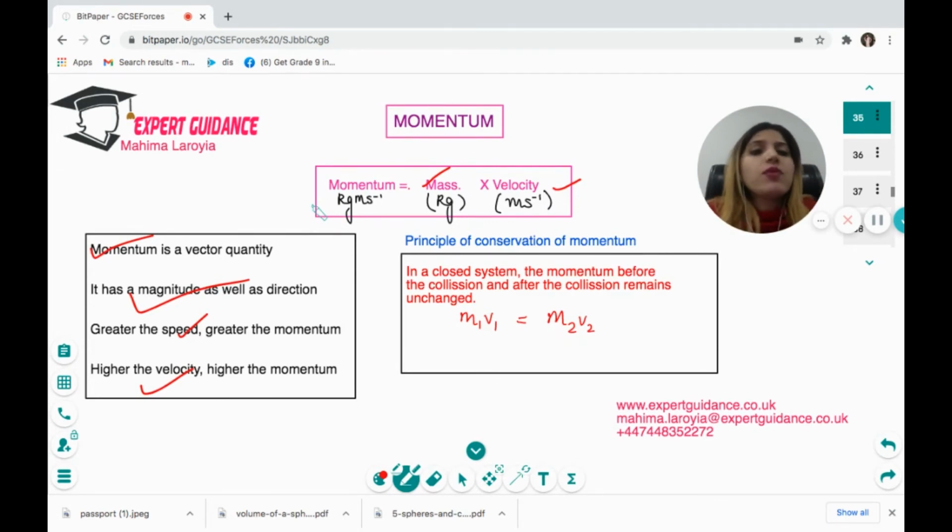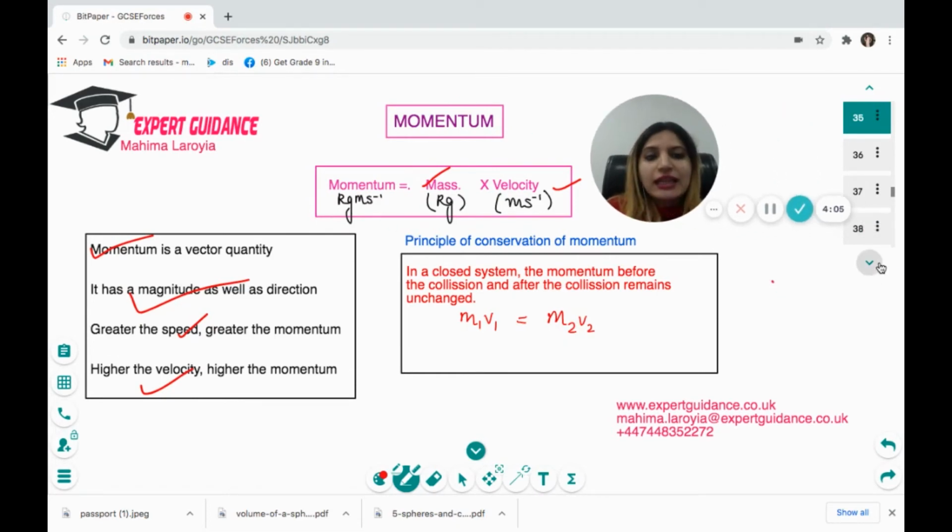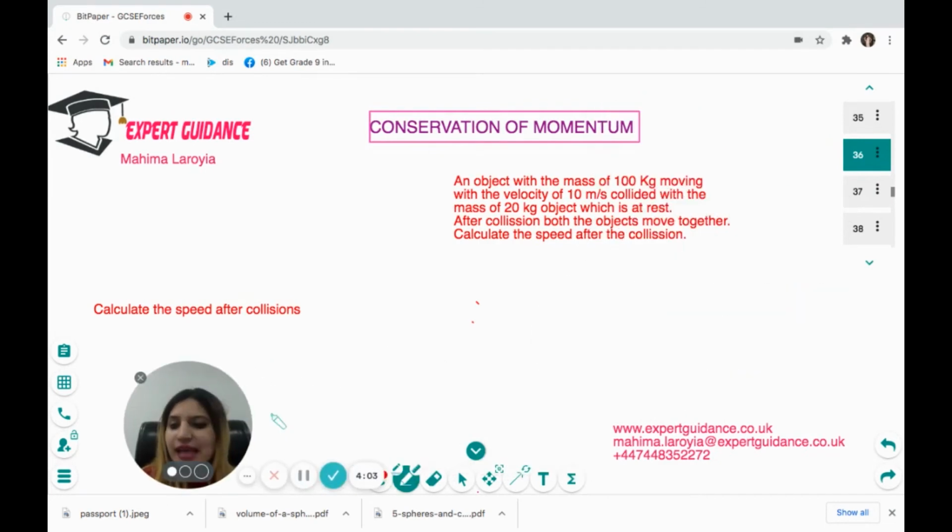And there's a very important concept of conservation of momentum. Now, what is conservation of momentum? It states that in a closed system, the momentum before the collision and after the collision remains unchanged. So M1V1 is equal to M2V2. Now, let's see how we can use that with an example.